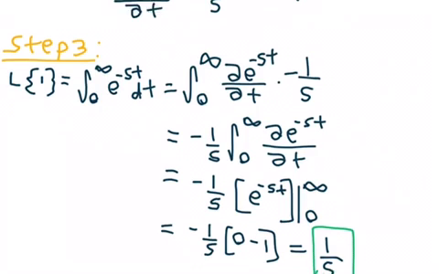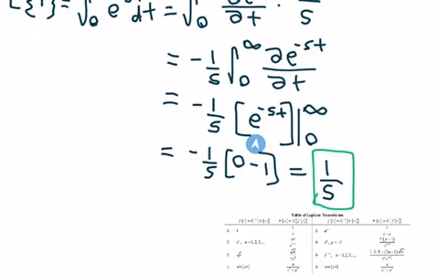So we get minus 1 over s times e to the minus st, all of that evaluated from 0 to infinity. Now if we plug in 0 to infinity into our t, we get minus 1 over s times 0 minus 1, and it gives us a final answer of 1 over s. So this means that the Laplace of 1 is equal to 1 over s.